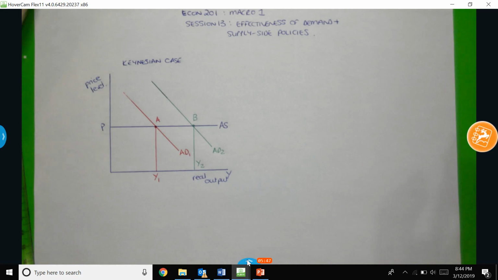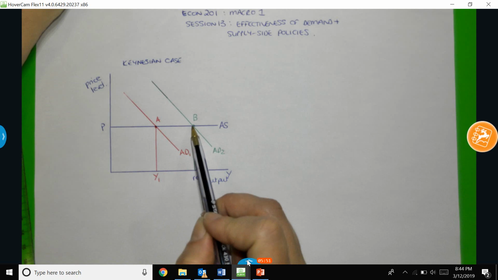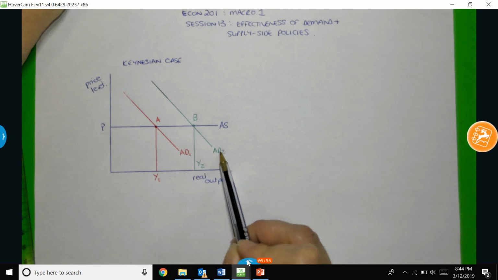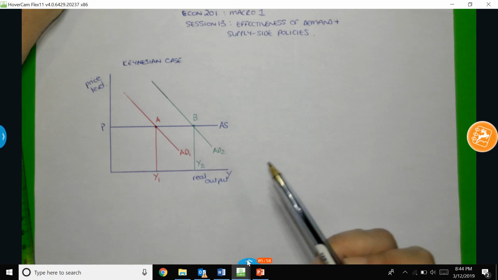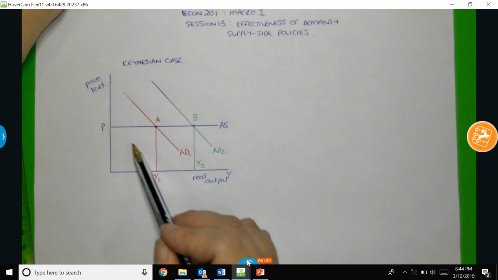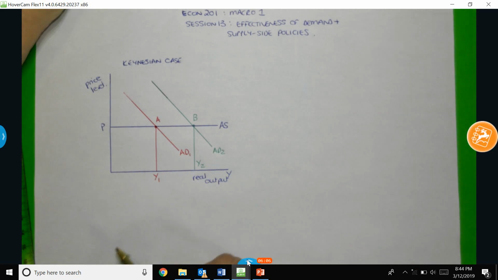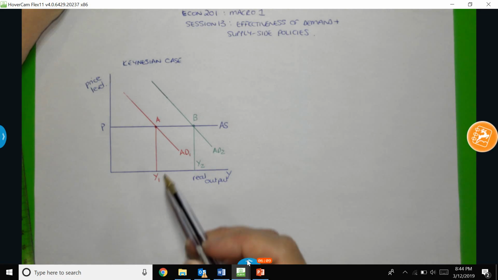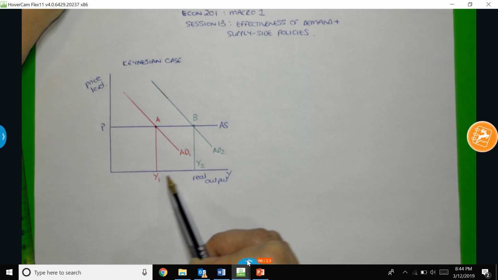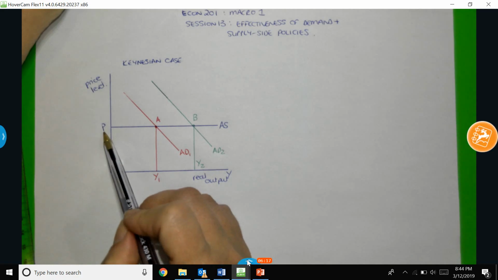So in the Keynesian case, if there is an increase in the demand for goods and services, and the aggregate demand curve shifts from AD1 to AD2, representing that increase, then what we could argue is that in the very short run, or in an economy which is characterized by lots and lots of unemployment, it would be possible for output to increase from Y1 all the way to Y2 without this affecting the equilibrium price level.